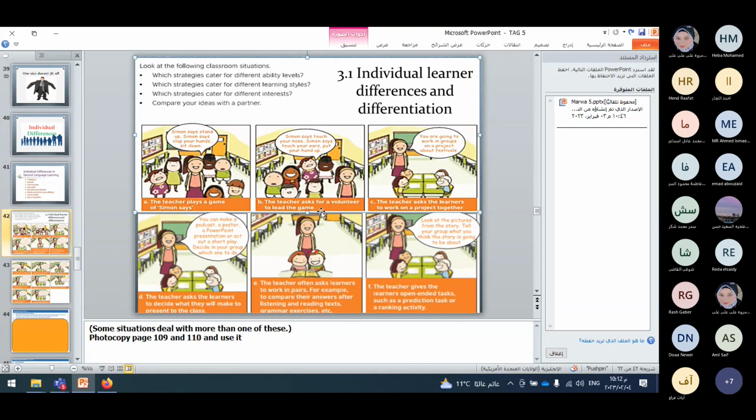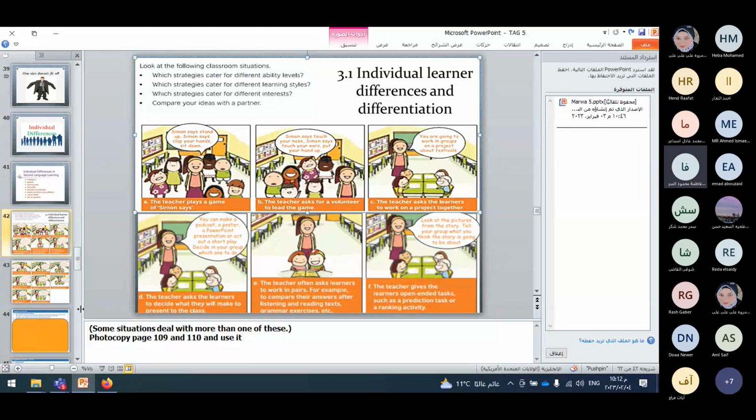It's the same activity, but in this stage of the activity, the teacher asks a volunteer, يعني متطوع, to lead the game. So the leader. Okay, does it cater for ability levels, learning styles, interests? How do you see that? Ability levels. Okay. Does it suit anything else?